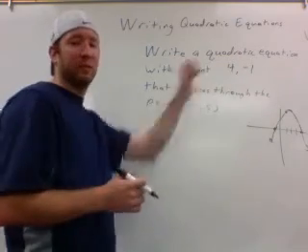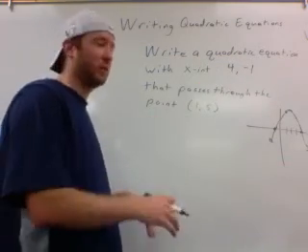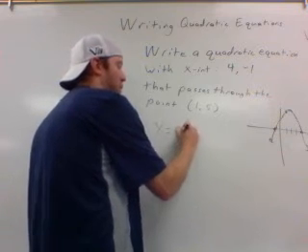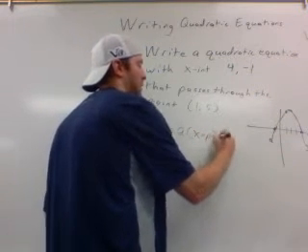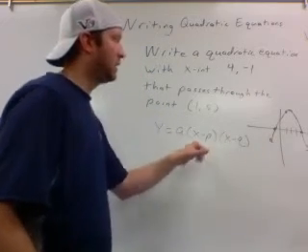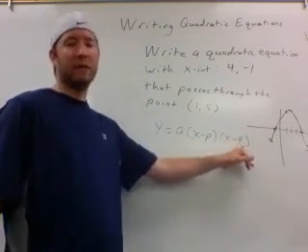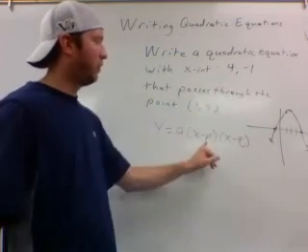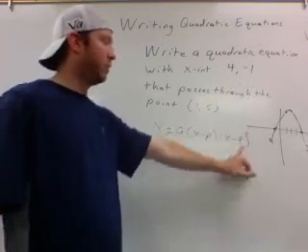Well, I'm given x-intercepts, so logic would say use the intercept form. So I get y equals a(x minus p)(x minus q). So what the note said is that p and q are the x-intercepts. So I'm going to put 4 in for p, negative 1 in for q.